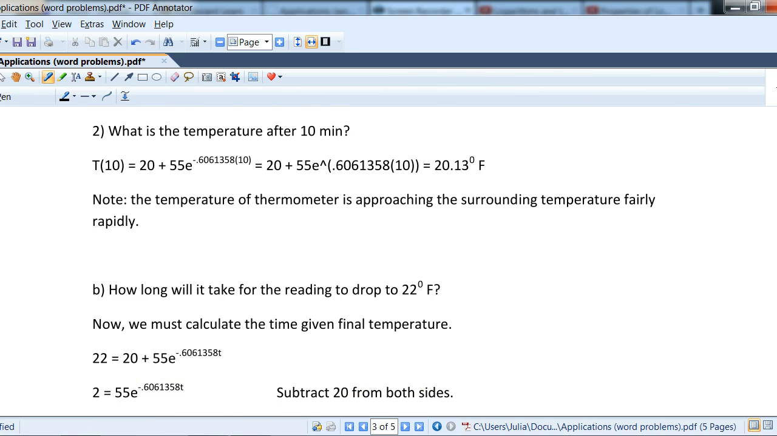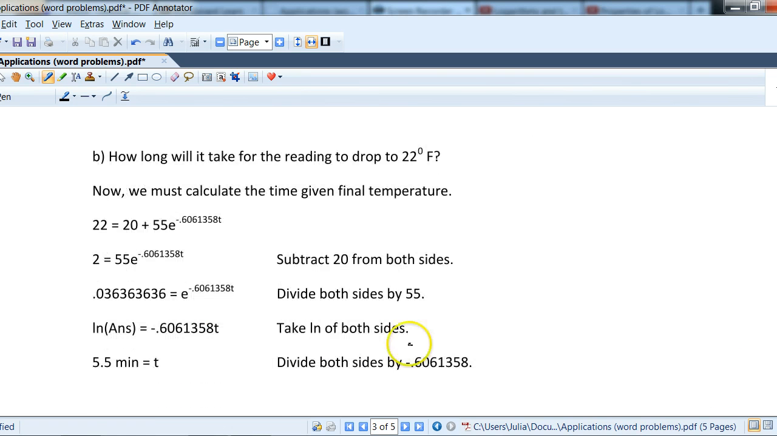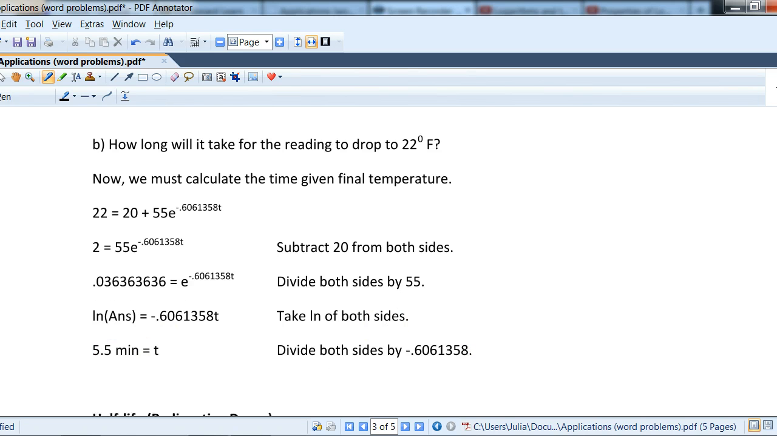Divide by 55. So again, you'll get a long decimal, and then I just did a ln of the answer equals the exponent. So then you can just divide by the rate. And so I got about 5.5 minutes. So that's how you would solve for the time.